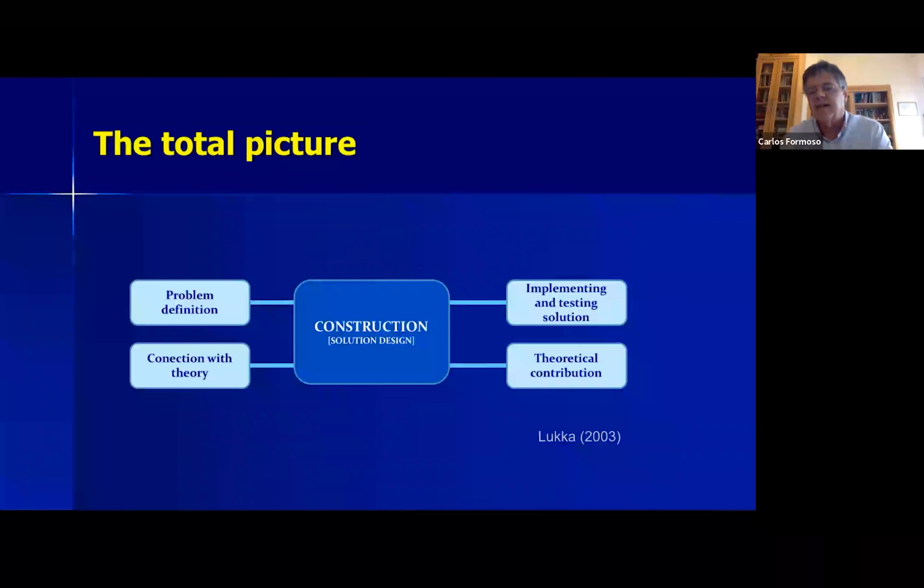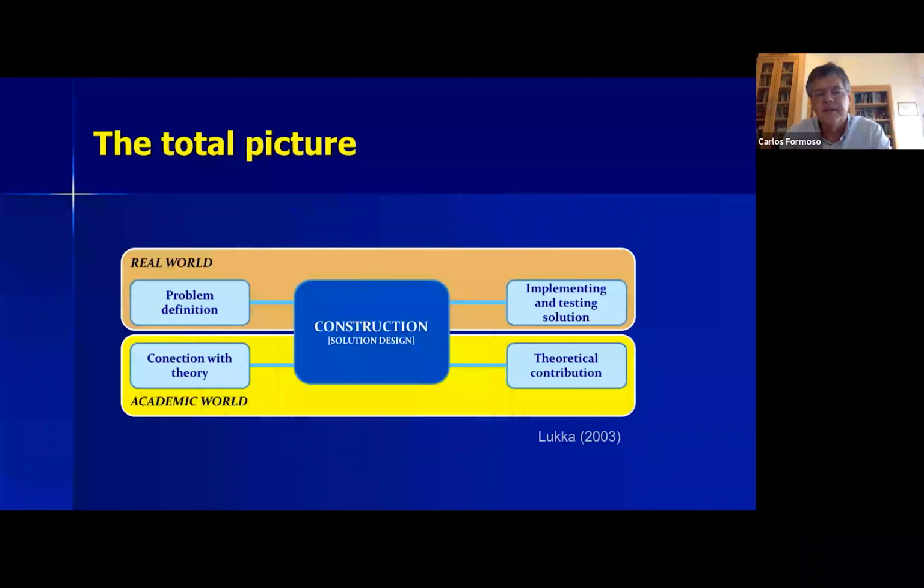And in this picture, I try to explain that pattern. So we have two tracks. We start with a real problem, right? Definition, understanding of a real problem. And we study the theory that exists about that topic. And then we develop the solution, the construction. And then at the end, we need to implement and test the solution. And at the same time, do a theoretical contribution. So we have two tracks to follow in parallel.